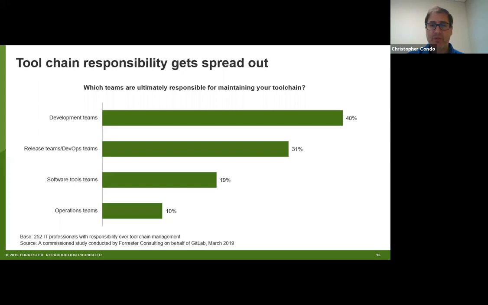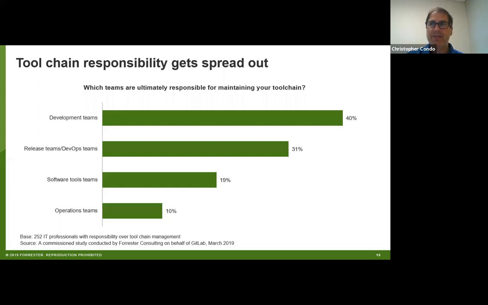Release teams and DevOps teams, 31%. So in some ways, maybe that's a better place for this responsibility to rest because those teams are purpose-built to help manage that. But at the same time, it's obvious that that's a big burden on them. And then software tool teams and operations teams. Well, the operations team isn't really designed to manage tool chains. It's just something that sort of fell on their lap because oftentimes they're in charge of administration. If they're administering your servers and dealing with authentication and authorization and onboarding new employees or managing your cloud systems, they don't have time to be managing your tools either.